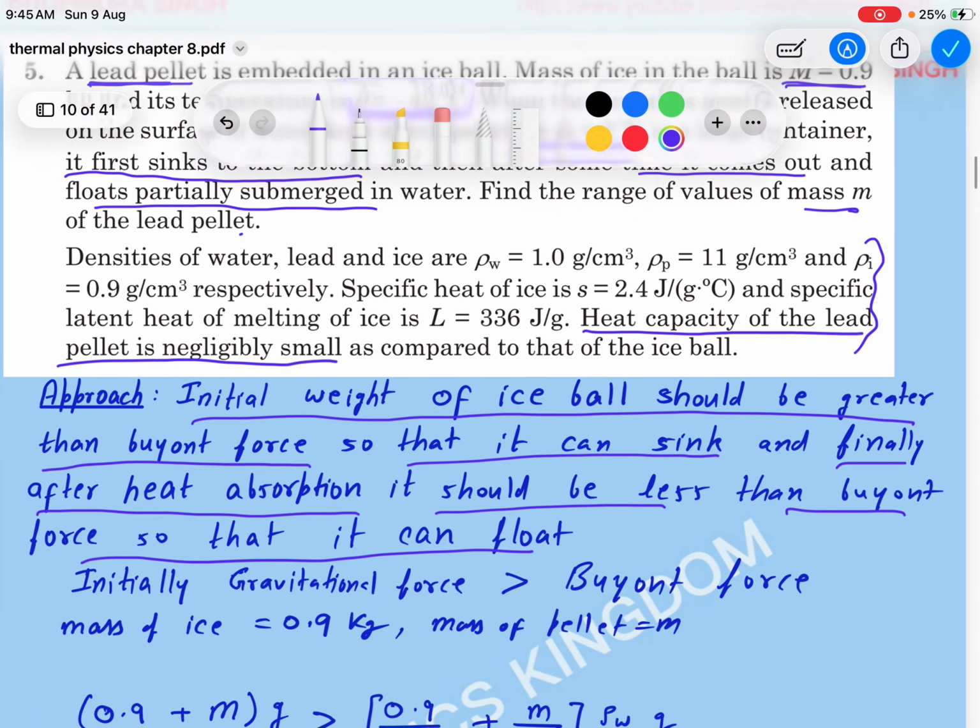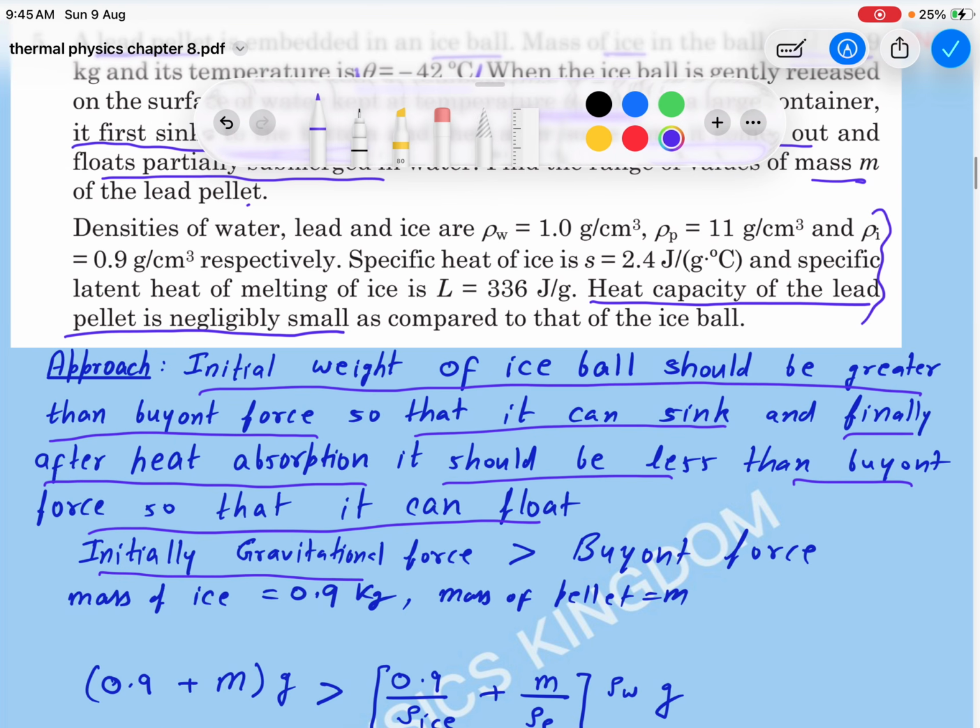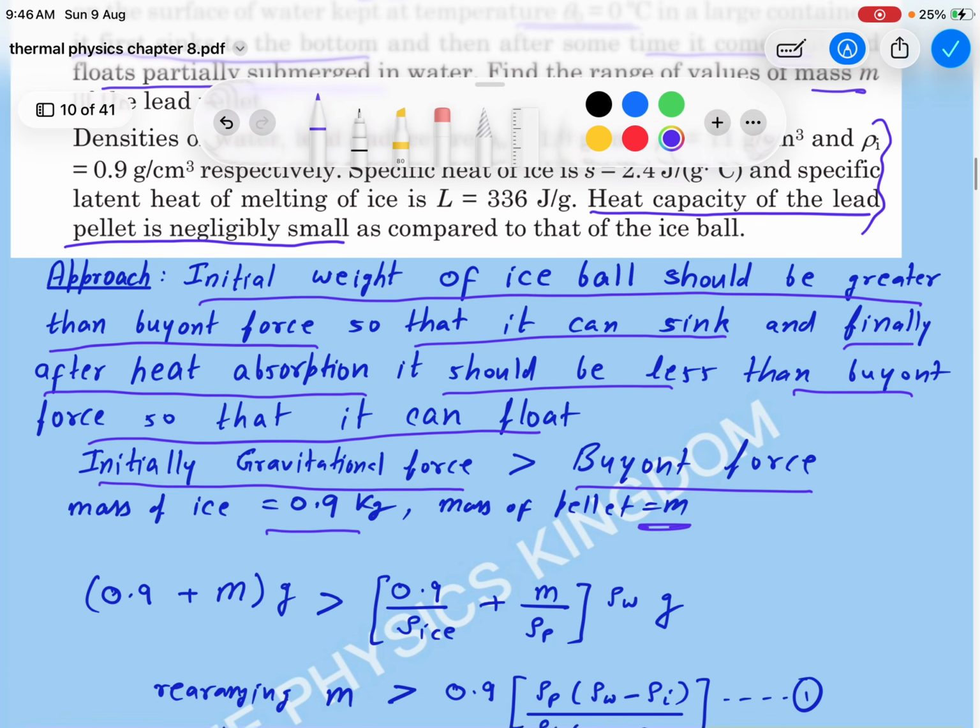So that is the basic approach of the question. Initially, gravitational force should be more than buoyant force. Mass of ice is there, mass of pellet is a small m. So gravitational force you can write like this, right? Mg should be greater than buoyant force. So volume corresponding to ice material, volume corresponding to pellet.